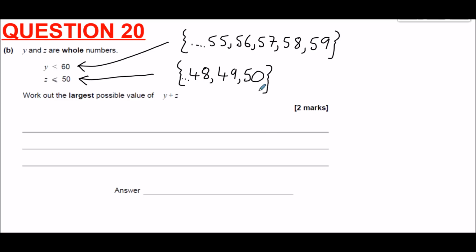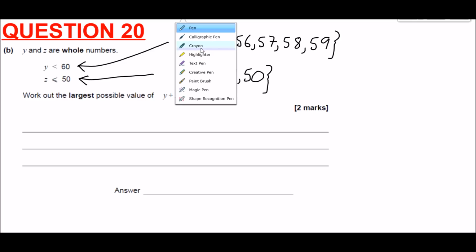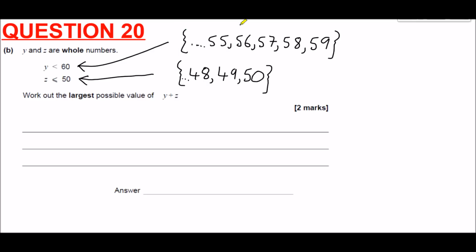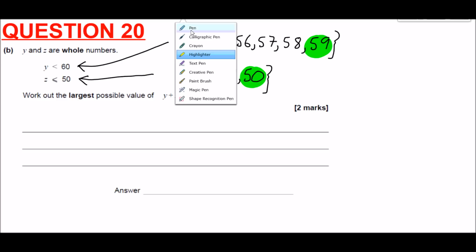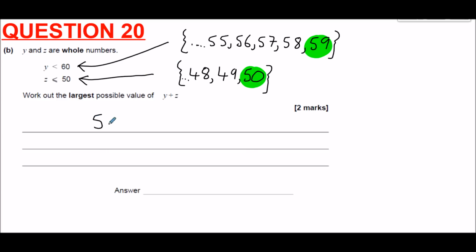So the largest value of Y plus Z is when both of these are at their largest. So the largest value of Y is 59. The largest value of Z will be 50. So the largest value of Y plus Z will be 59 plus 50, which will be 109.